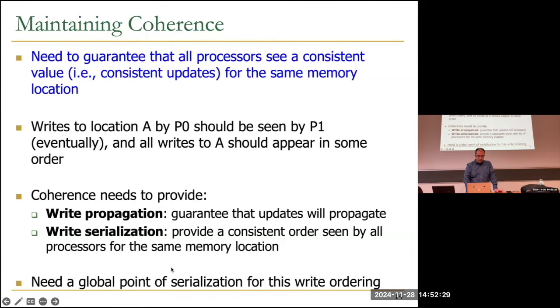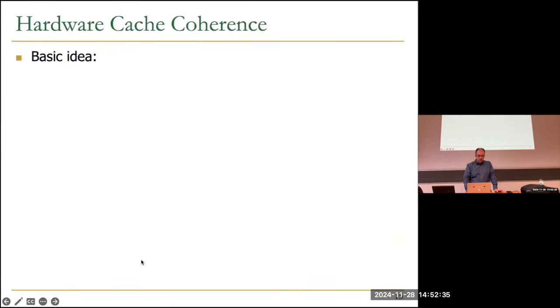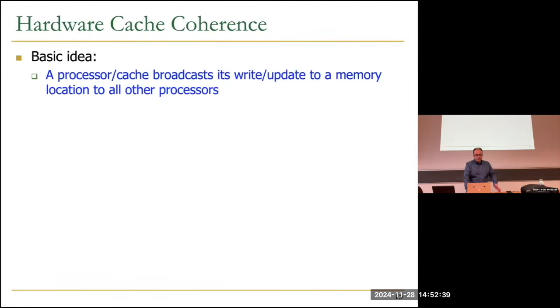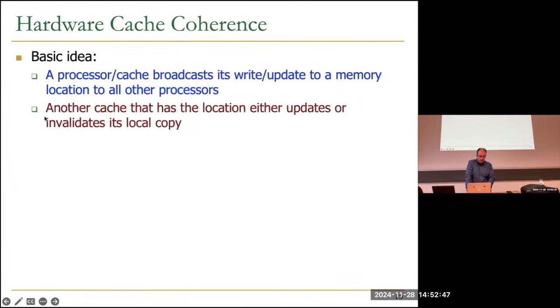And of course, we need a global point of serialization for this write ordering. And we're going to see how we can provide that global ordering. So hardware cache coherence, the basic idea is that a processor or cache broadcasts its writes or updates to a memory location to all other processors. Another cache that has the location either updates or invalidates its local copy.